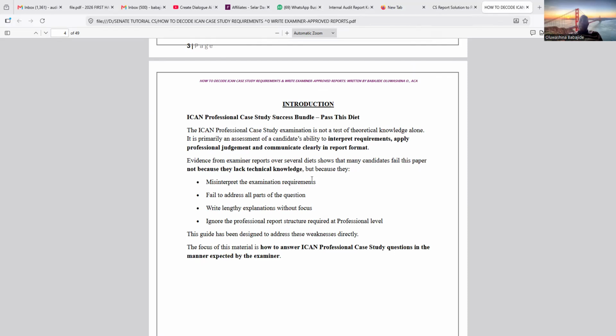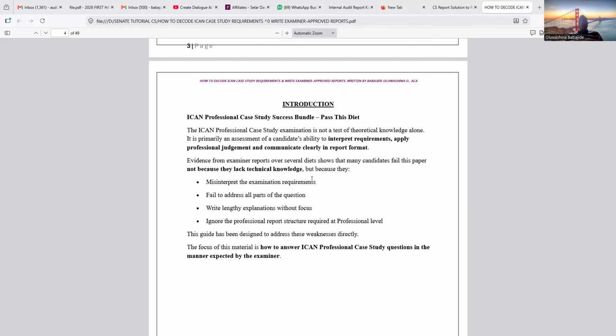And when you misinterpret something, because I used to tell every one of my students that there are some things that the examiners are looking for in your report. And the moment they don't see it, you haven't convinced them. At the end of the day, you eventually fail it. So another reason is failing to address all parts of the question, which will lead to failure.